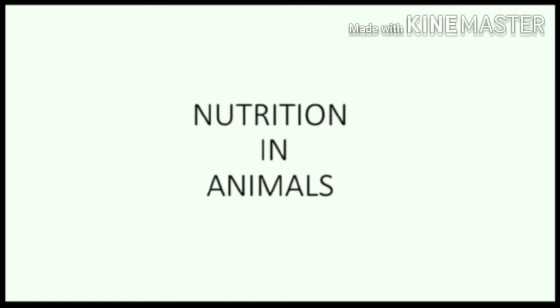Dear children, the food eaten by animals is not utilized directly within the body. It undergoes certain changes before it is absorbed. Food is treated in the following 5 steps. The first step in animal nutrition is ingestion. The process of taking food into the body is called ingestion.